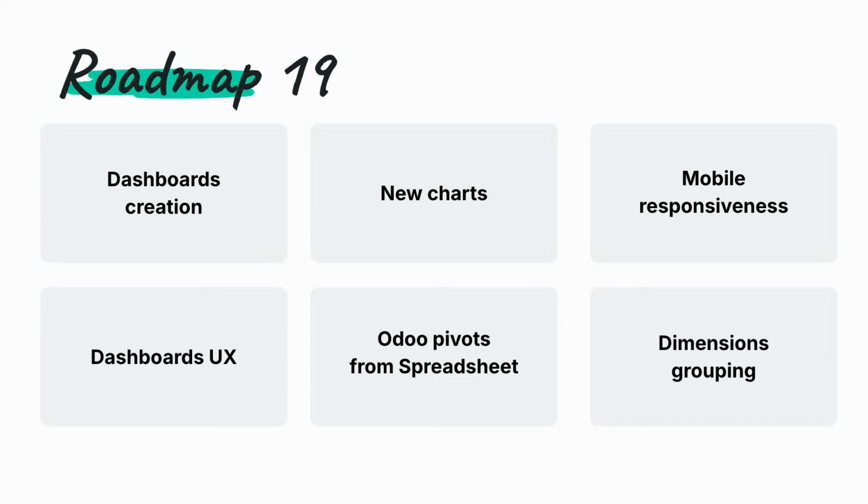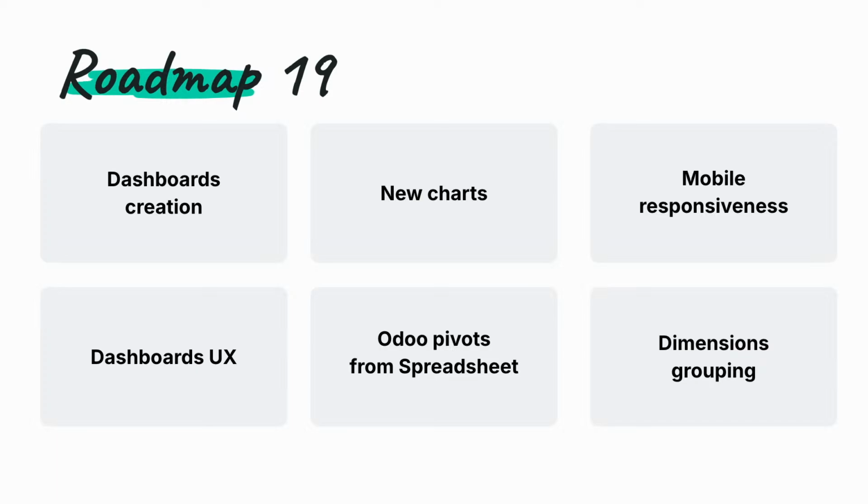Then we want to allow you to avoid this back and forth between Odoo applications and spreadsheets. So the idea is that you'll be able to create Odoo pivots directly from spreadsheets, avoiding this jumping back and forth.